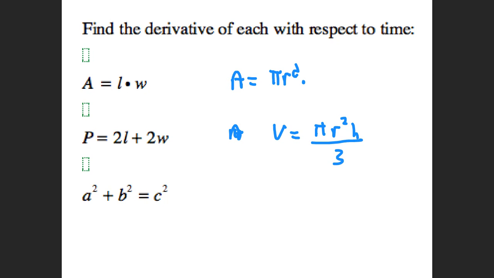Never mind, I won't do this one because this one's pretty tough. Let's just do area. So area is equal to pi r squared. Okay. So what would the derivative of that be? If you had to take the derivative of that.